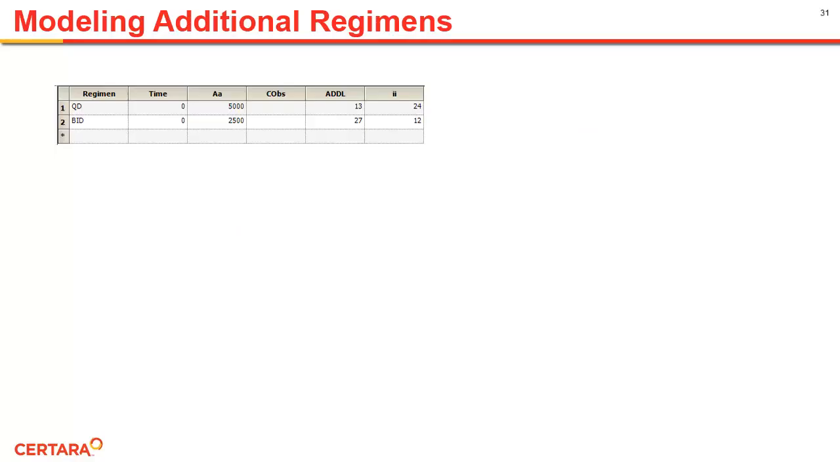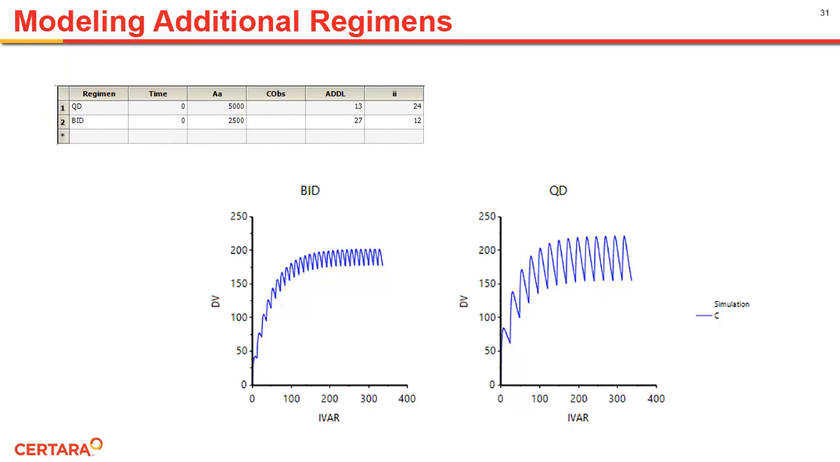This approach can easily be extended to additional dosing regimens. Here we have added a second row to the input worksheet. This new row adds a regimen called BID, and it has a dose amount of 2,500 micrograms, with 27 additional doses, administered at 12-hour intervals. After adding this row, all we have to do is to re-execute the simulation. Here is the plot that results, with both the BID and QD regimens.